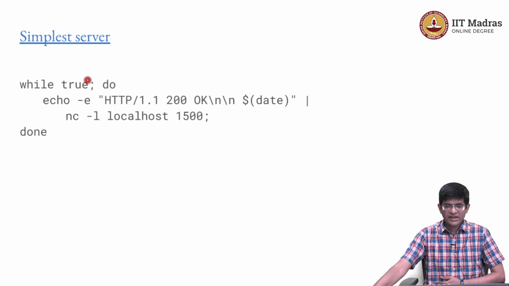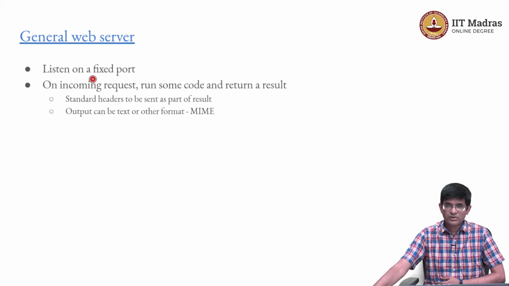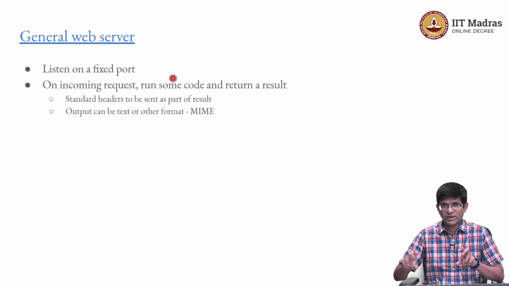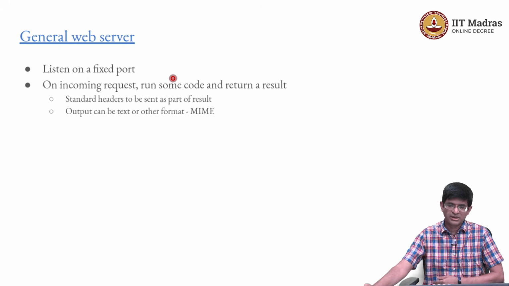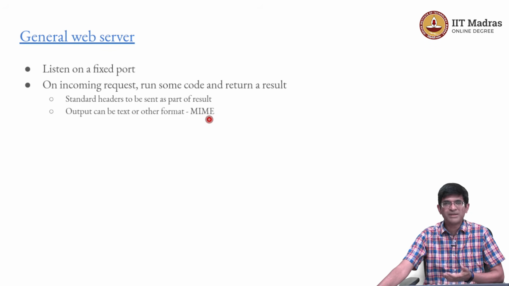So in other words, what we have is the server itself just had these 4 commands, and all that it was doing was listening on a fixed port, 1500. Whenever the incoming request came, it ran some code, the echo and the $date, and created a result on the fly. So in this sense, this is a fancy web server, it's doing something dynamic. But it has standard headers that are to be sent as part of the result, and the output can be either text or some other format, which is usually called a MIME format.